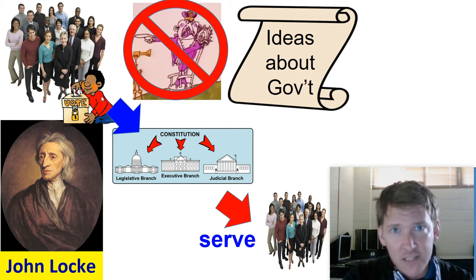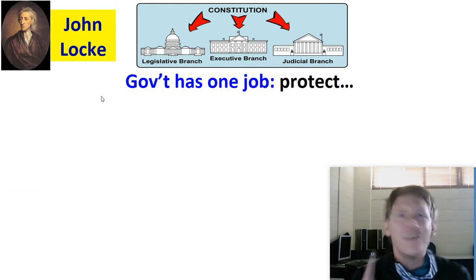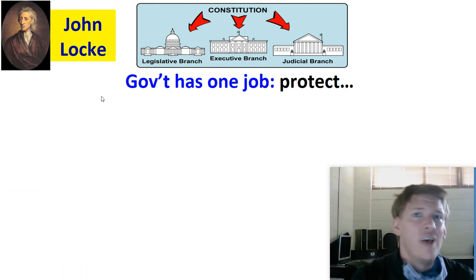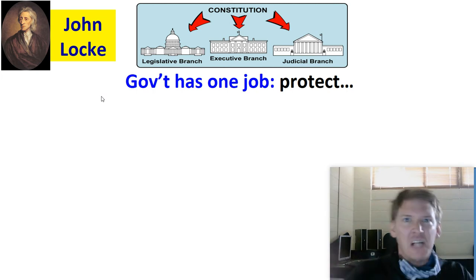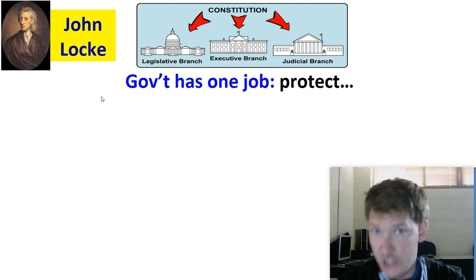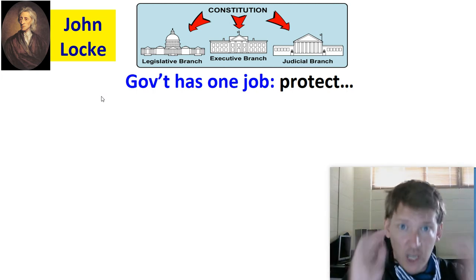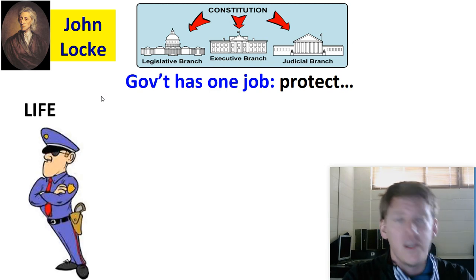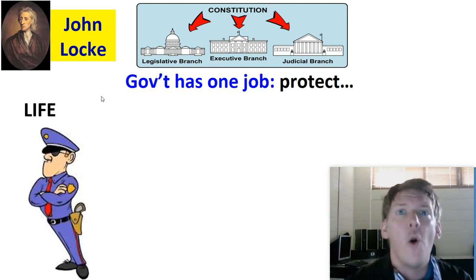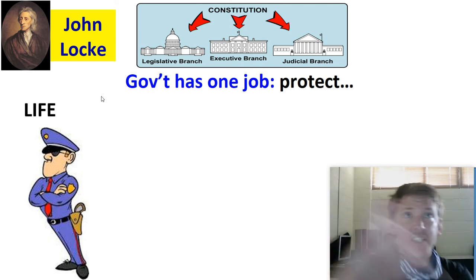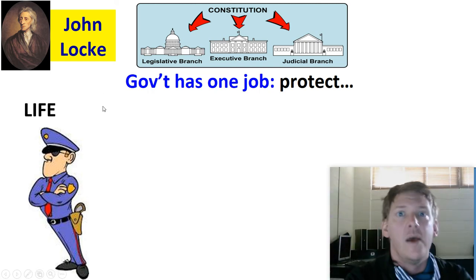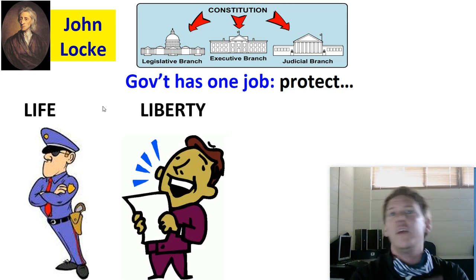Now, how does that government serve the people? Perfect. The government has one job. One job. The government isn't supposed to do a bunch of stuff like it does today, according to John Locke. It's very simple. John Locke's vision of the government is that the government's job is to protect your life. Make sure no one kills you, so no one can take your life. We got a government, and the reason the government exists, these three branches of government, is to make sure that your life is protected. Make sure that your liberty is protected.